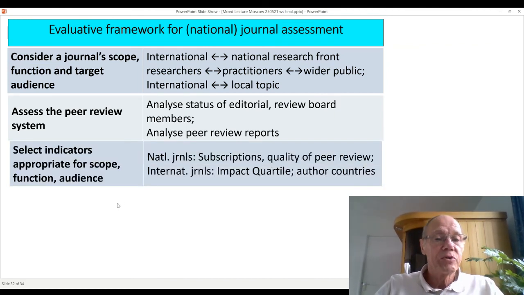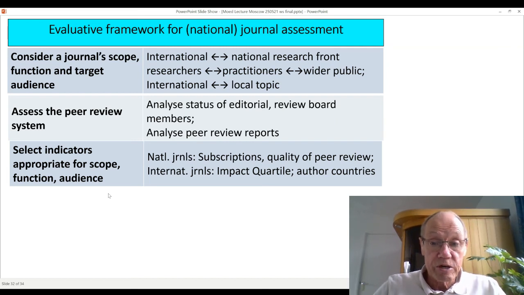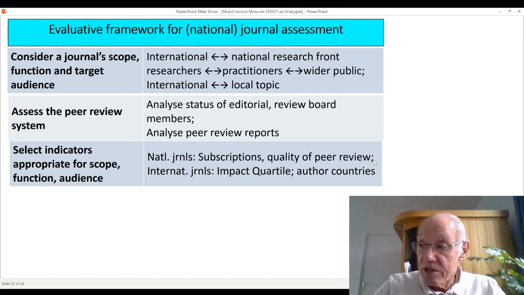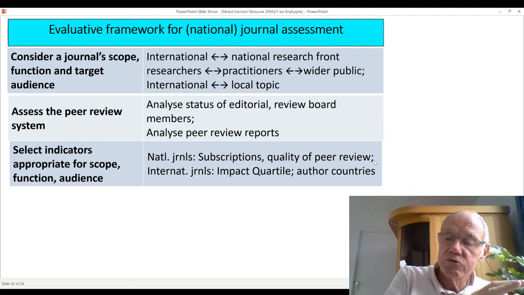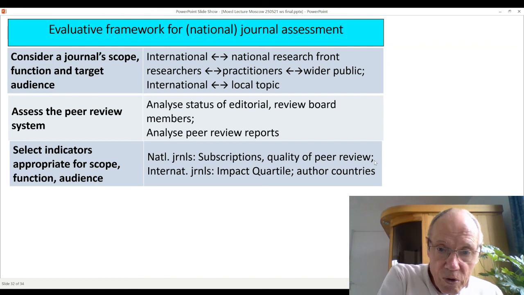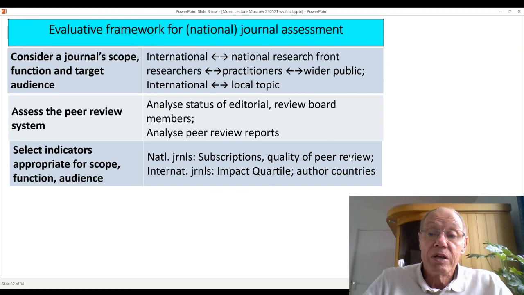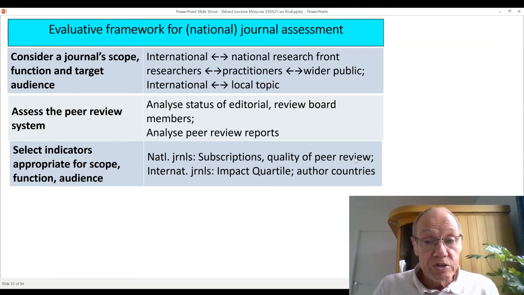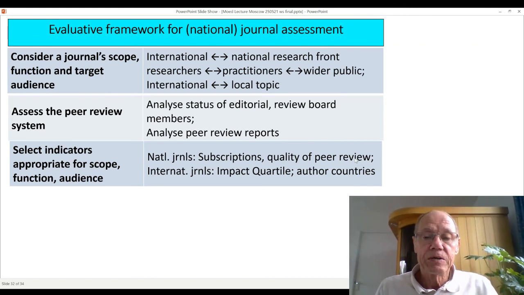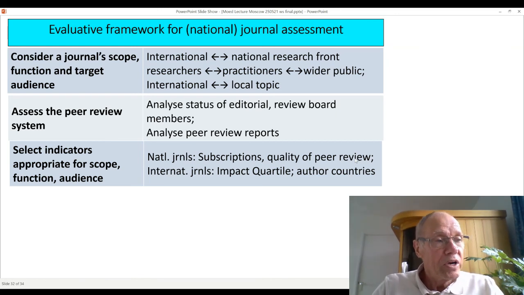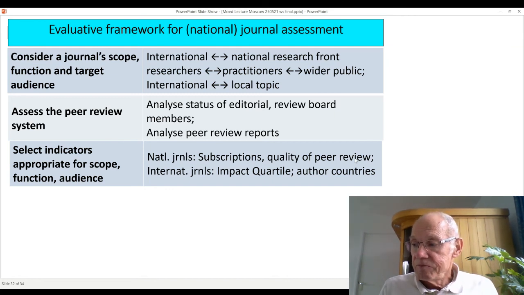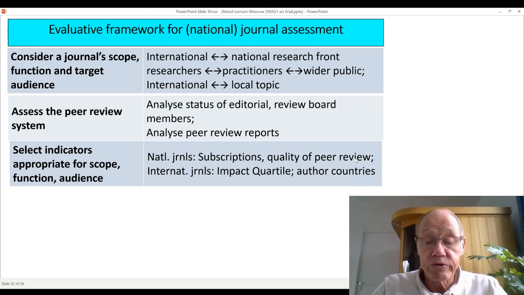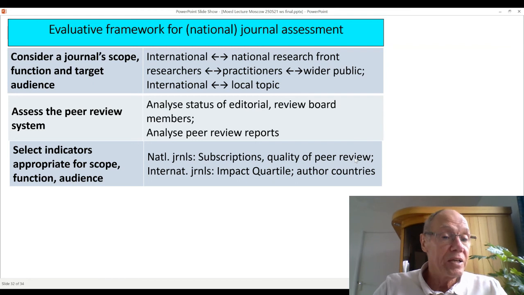Then, I said it already, but I want to underline it, indicators depend upon the scope, function, and audience of the journal. So for national journals, subscriptions can be useful, and also quality of peer review, and perhaps even the status of those who are responsible to translate or to transfer results from the international front to the national front. But impact factors as such do not seem to have very much value. Whereas for international journals, impact quartiles, or at least field normalized measures, or more information on the distribution of the countries of the authors who publish in the journal, or the authors who are citing the journal, could be useful. But again, it all depends upon the scope of the journal.